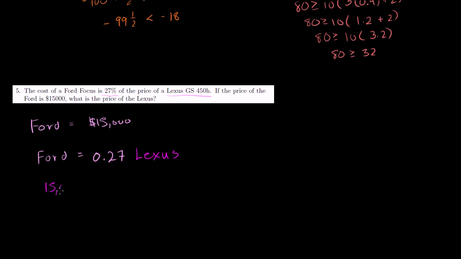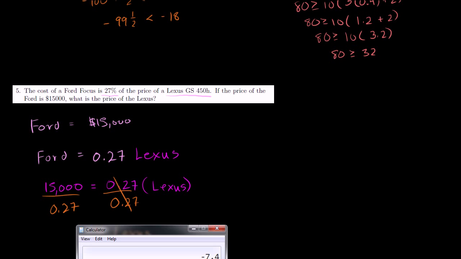So we know that $15,000 is equal to 27%, 0.27, times the price of a Lexus. So to figure out the price of a Lexus, we just divide both sides by 0.27. That just becomes a 1. And so you have the price of your Lexus is equal to $15,000 divided by 0.27.